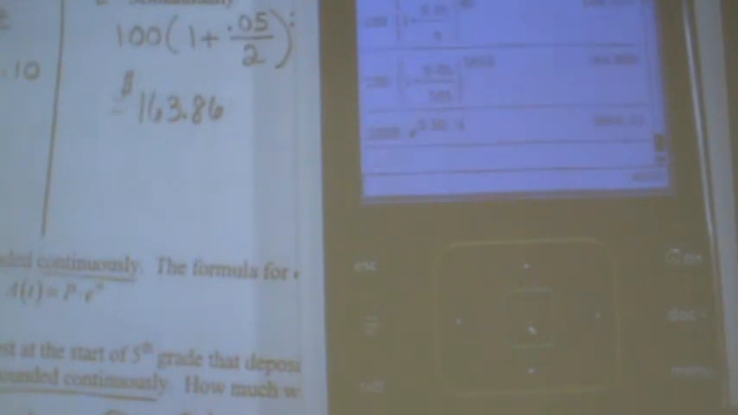And hit enter. Did you get $3,664 and 21 cents? Did anyone not? You are responsible for knowing these formulas, and you have to know when to use each one.